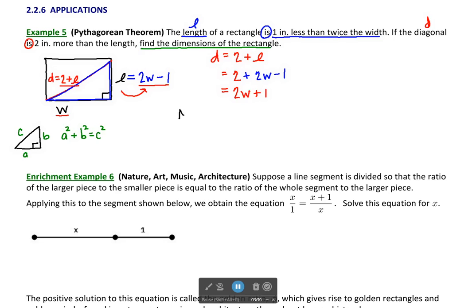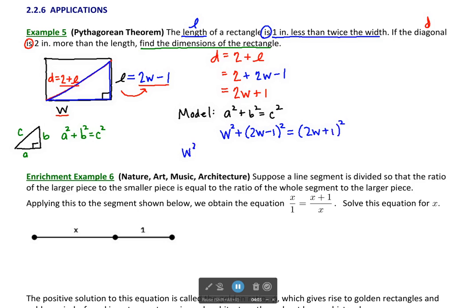So again, our model is the Pythagorean theorem, A squared plus B squared equals C squared. But in this case, our A is the horizontal segment, we called that W. Our B is the length, we called that 2W minus 1. And C is the diagonal, 2W plus 1 quantity squared. So that's a quadratic equation. Let's go ahead and execute those exponents with FOIL.